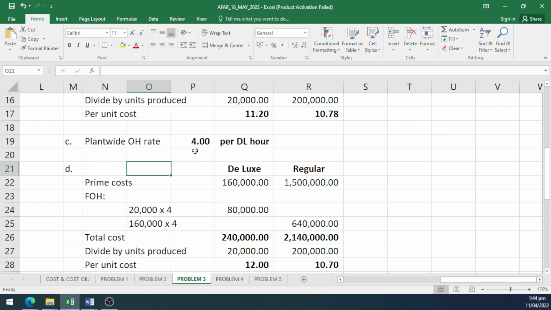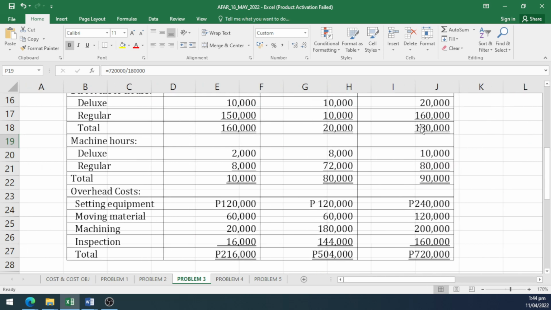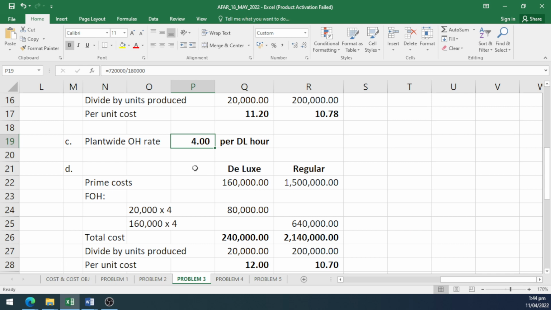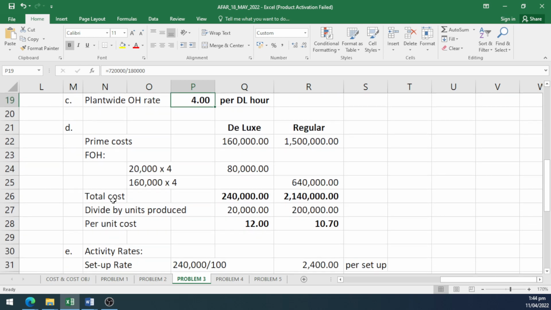And in our case, ang total overhead is 720,000. Total DLRs ay 180,000. Ito po yan, yung 180, ito class, o yan. 180. Ito naman yung total overhead. Kaya yung ating overhead rate is 4 pesos per DLR. So we compute the total cost.